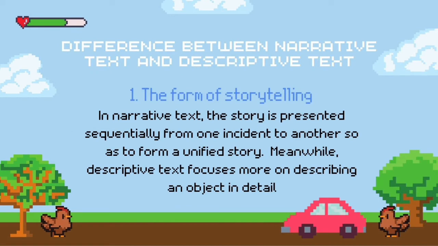Now, I'm going to explain to you the difference between narrative text and descriptive text. The first one is the form of storytelling. In narrative text, the story is presented sequentially from one incident to another, so as to form a unified story. Meanwhile, descriptive text focuses more on describing an object in detail.